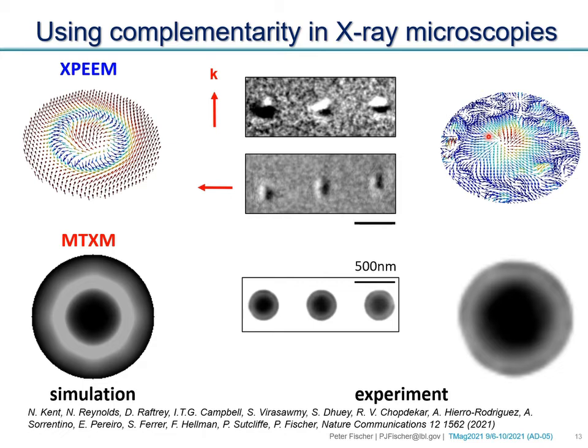And this is very close. It has the same features that we would expect from a Hopfion texture. For comparison, again, the MTXM looked as expected, both in the simulation as well as in the experiment. But as I said before, the MTXM alone cannot distinguish a Hopfion from a target Skyrmion.